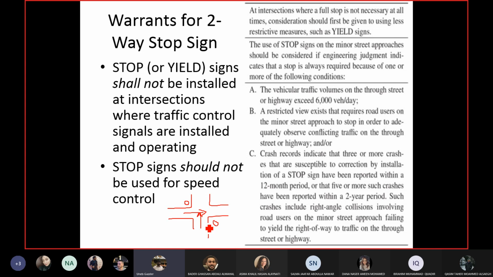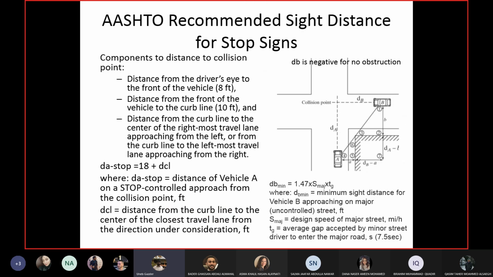So right angle crashes mean that the driver which was coming from the minor street did not stop for the driver which was already in the intersection, which was coming from the major street. So in that case, if you have 3 or more crashes in 1 year, or 5 or more crashes in 2 years, provide a stop sign. Like I said, you have to fulfill one of these conditions.